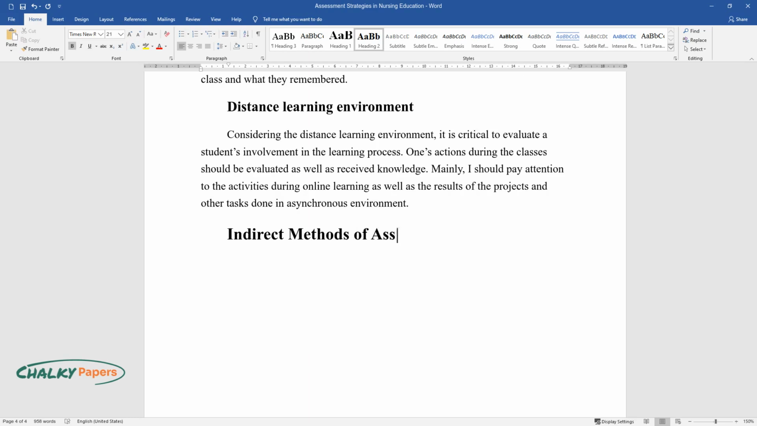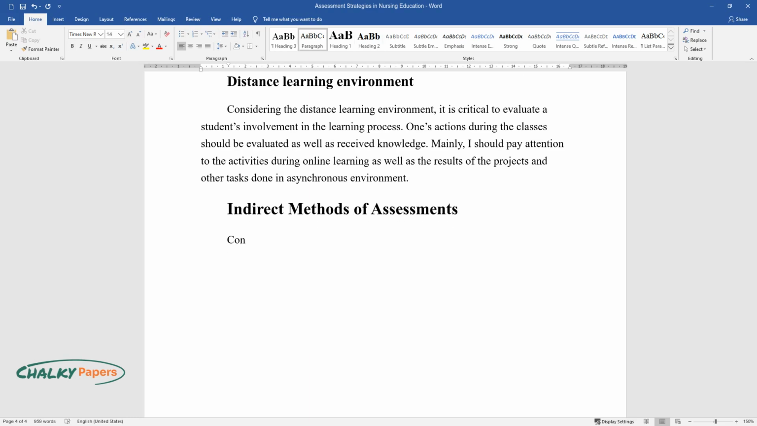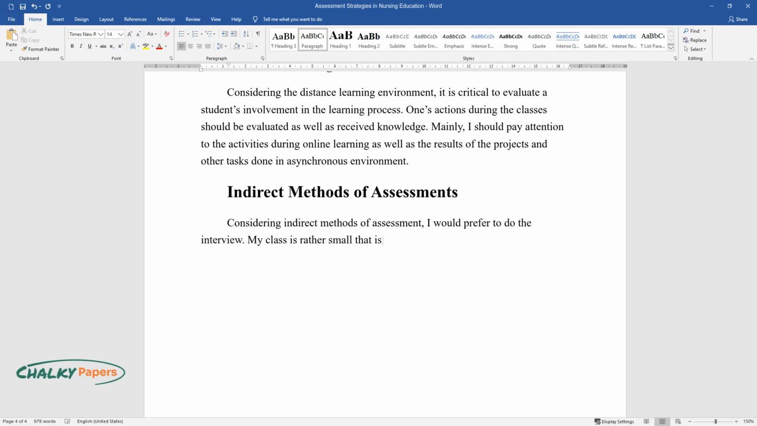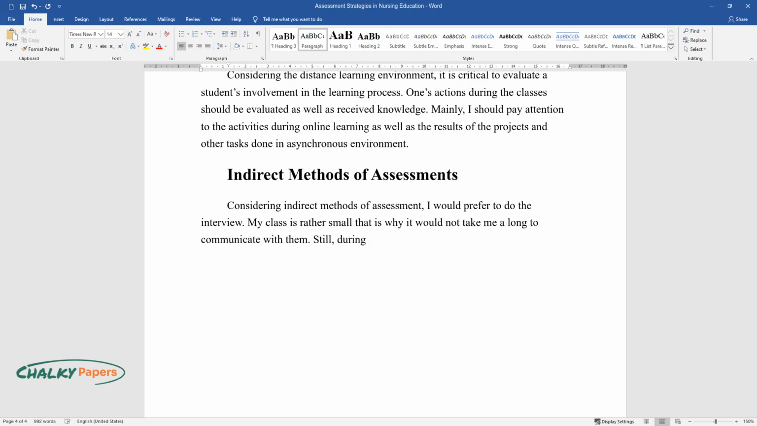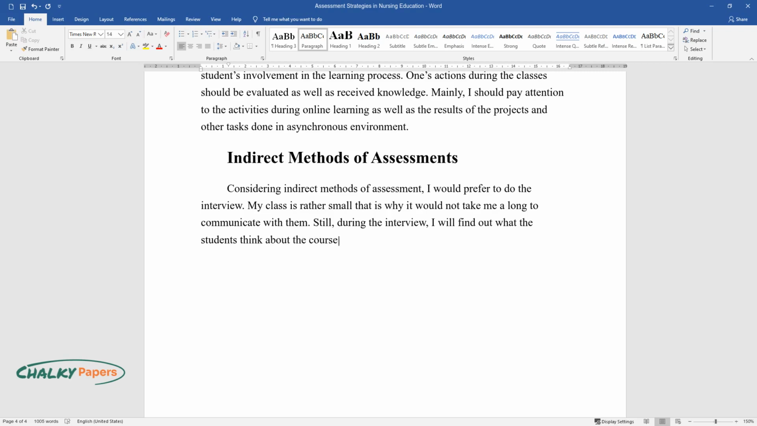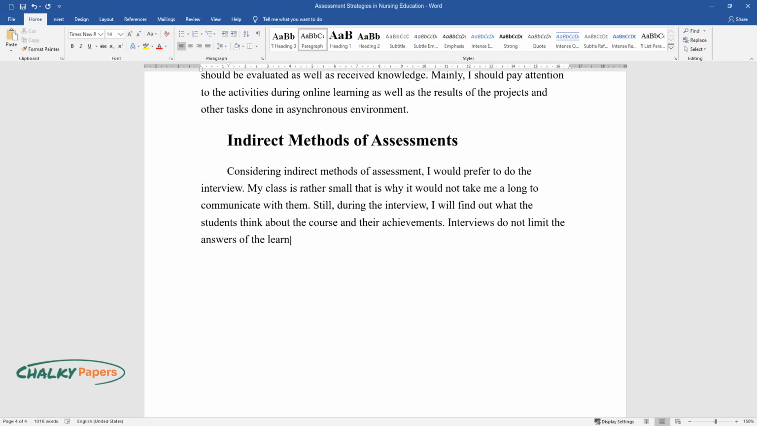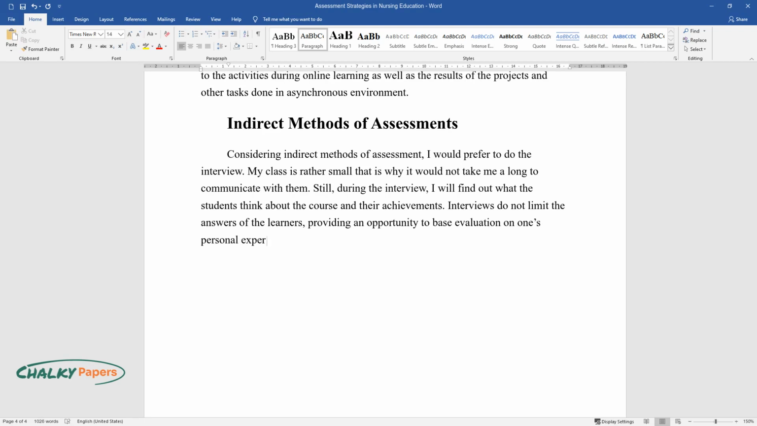Indirect methods of assessments. Considering indirect methods of assessment, I would prefer to do the interview. My class is rather small, that is why it would not take me long to communicate with them. Still, during the interview, I will find out what the students think about the course and their achievements. Interviews do not limit the answers of the learners, providing an opportunity to base evaluation on one's personal experiences even though they are rather diverse.